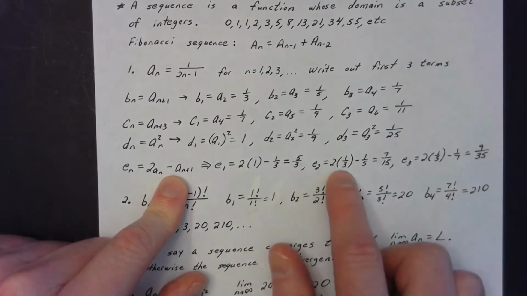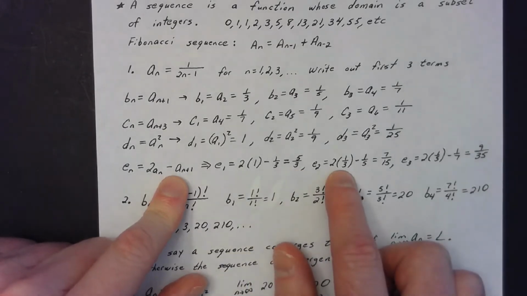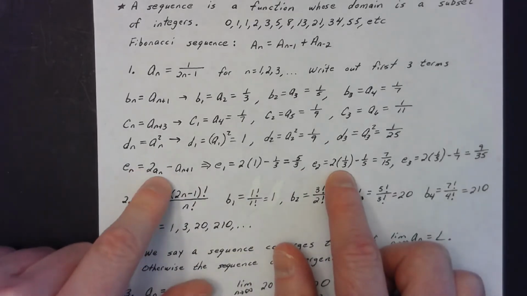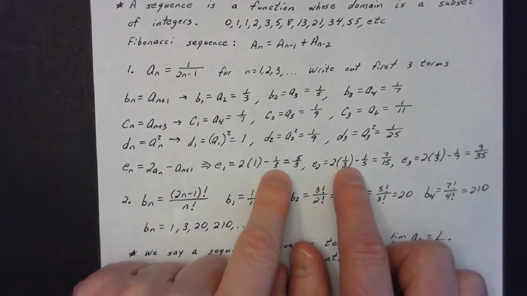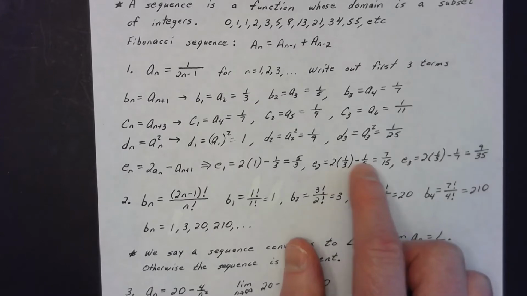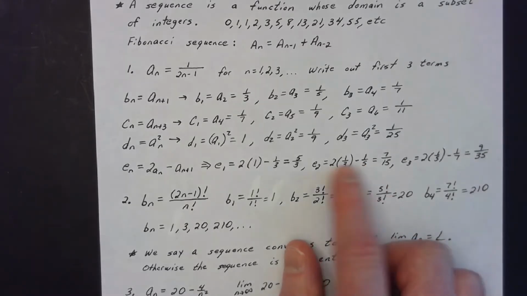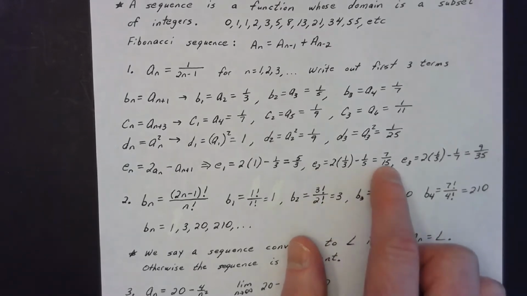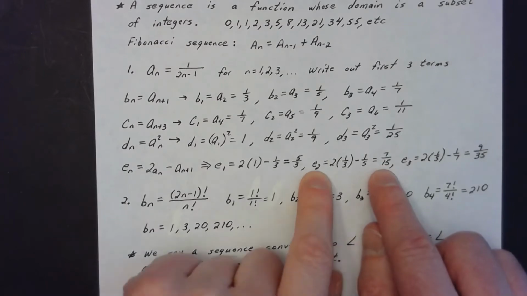Now the second term of sequence E, you'd say, well, it's going to be 2 times A sub 2, which we just talked about. A sub 2 is going to be 1/3, so now I have 2 times 1/3 minus A sub 3, which is our 1/5. We'd say, well, 2 times 1/3 minus 1/5 is going to give me 7/15.